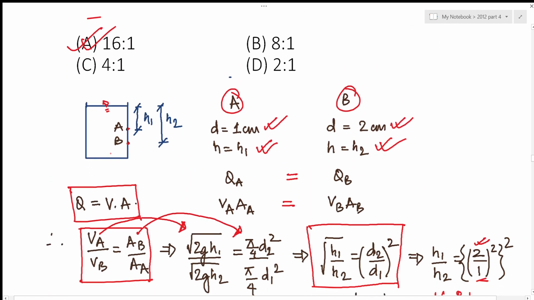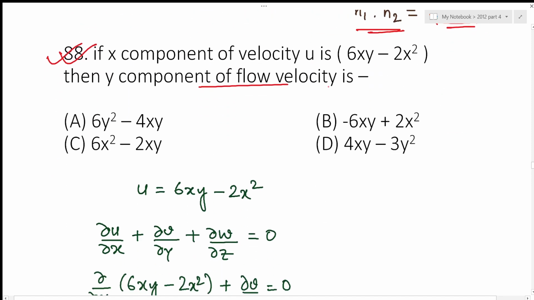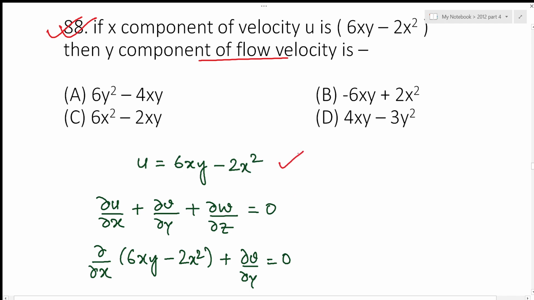The next question is, if the x component of velocity u is 6xy minus 2x square, then the y component of velocity is? Now the x component is given here as 6xy minus 2x square.